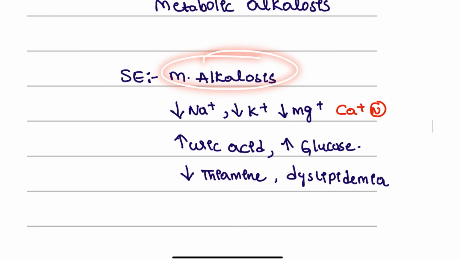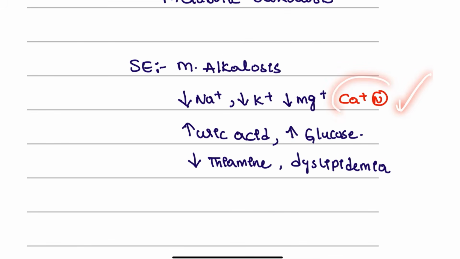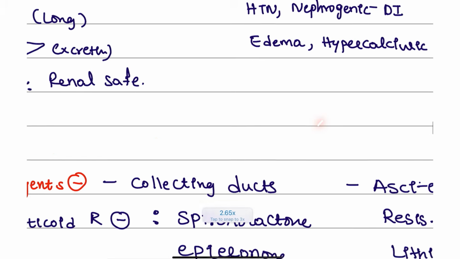Metabolic alkalosis, sodium is decreased and potassium is out, magnesium is out. But the only thing preserved, compared to the loop diuretics, is calcium. So calcium will be reserved. So uric acid, glucose, thiamine reduction and dyslipidemia, same as the loop diuretics, we are going to see. And the diseases that you have to remember.